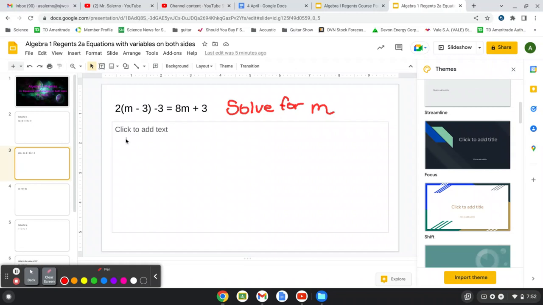So again, we're distributing here. So we're going to have a 2m minus 6 minus 3 equals 8m plus 3. Let's clear this out again.